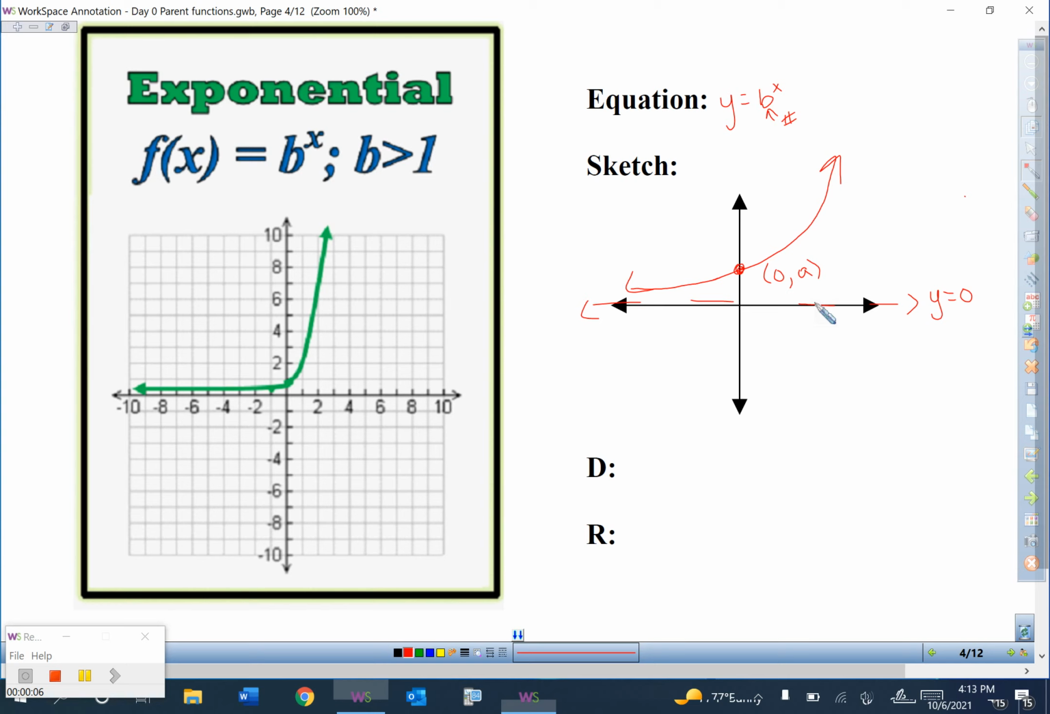Based on this, our domain is all real numbers, left to right. We hit everything. But from the bottom, we don't actually touch that 0. We want to put a parenthesis. Then we go up from there.